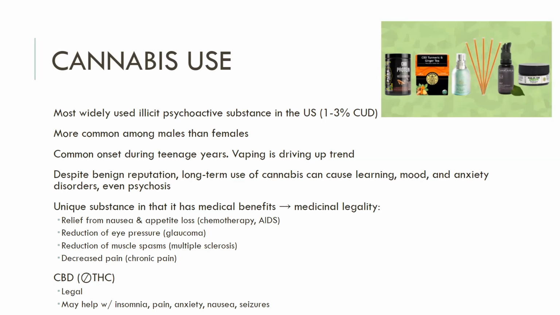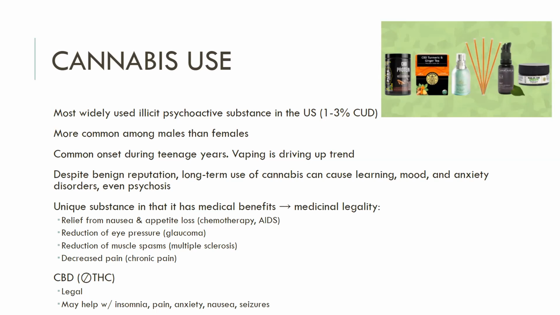However, that being said, this is a really unique substance in that it does have medical benefits, which is what led to its medicinal legality, which has been opening the door more recently to recreational legality. Some of the things that cannabis can be helpful with are providing relief from nausea and appetite loss for those going through chemotherapy as a cancer treatment, or even for those struggling with those symptoms associated with the treatment for AIDS. Reduction of eye pressure for those experiencing glaucoma, reduction of muscle spasms for those experiencing multiple sclerosis, and decreasing the experience of pain for those experiencing chronic pain.